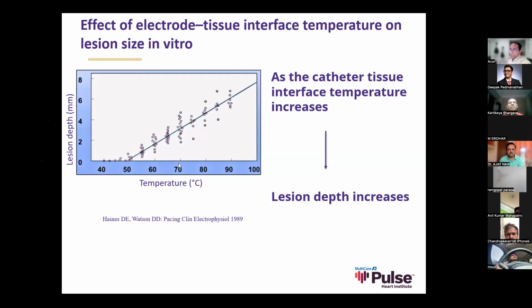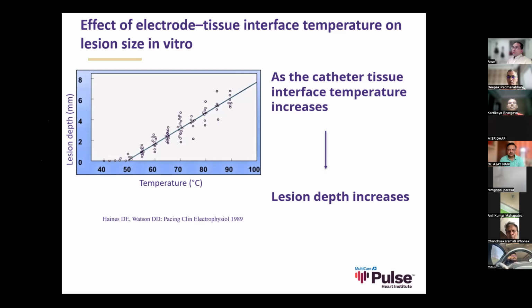The problem with circulating systems, when we have a blood pool, is that there is actually some cooling effect at the interface, but since there is no direct irrigation on that area, you can still assume that the interface temperature is what is displayed on the RF generator for a non-irrigated catheter. That can be used as a surrogate of whether you are delivering effective energy or not.